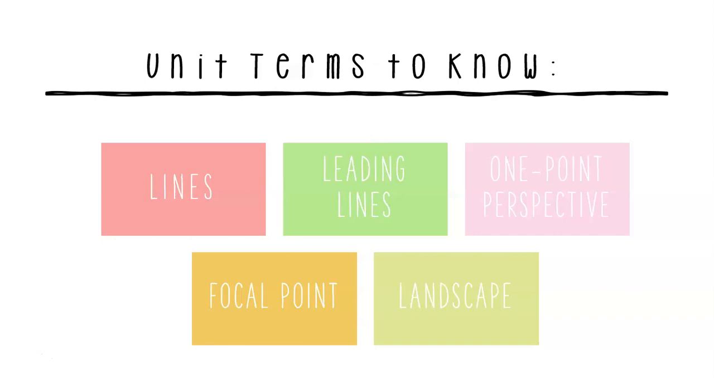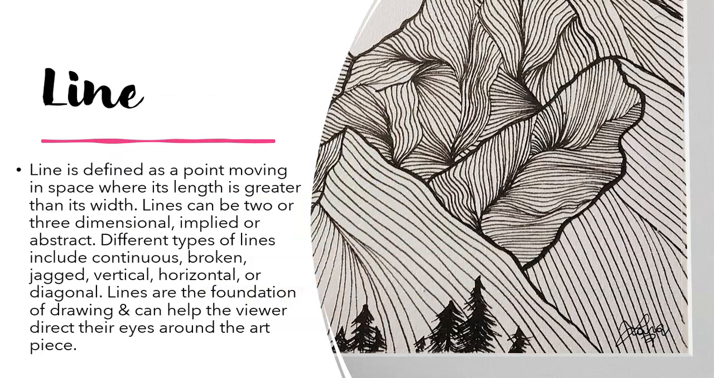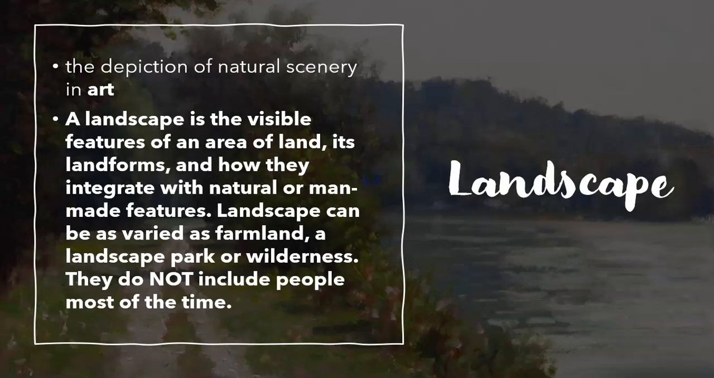So we have lines, leading lines, 1-point perspective, and hopefully you are all familiar with those, as well as focal point and landscape. Line we've covered several times already, but it's defined as a point moving in space where its length is greater than its width. They can be 2- or 3-dimensional, implied, or abstract. Lines are basically the foundation of a drawing, and they can help the viewer direct their eyes around the art piece itself. Especially for a landscape, it's really nice to have these lines to direct your viewers where they should be looking.